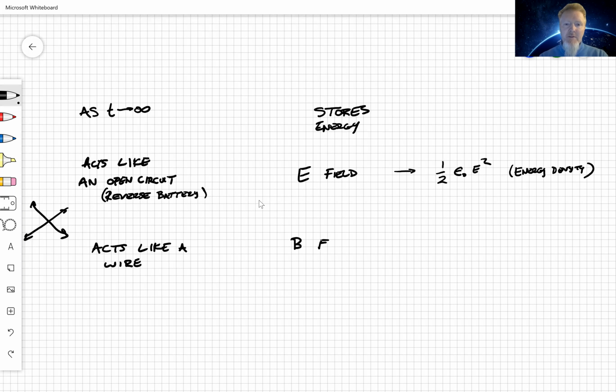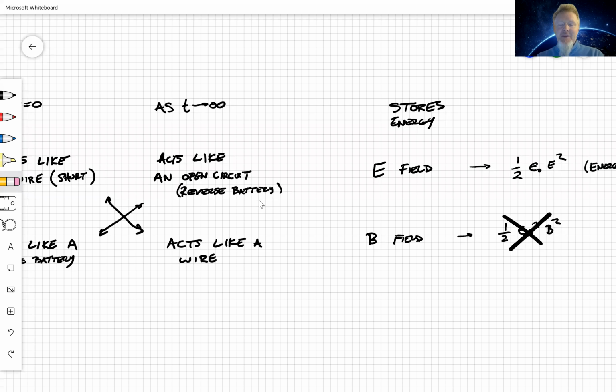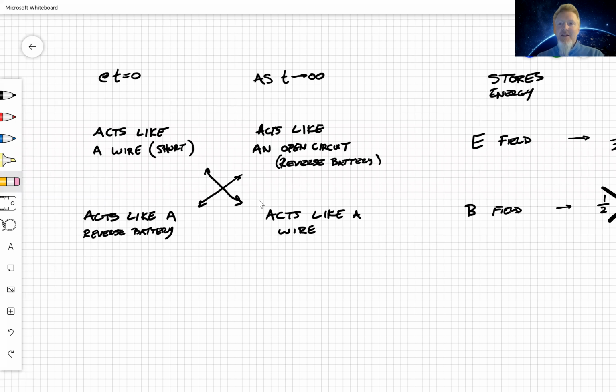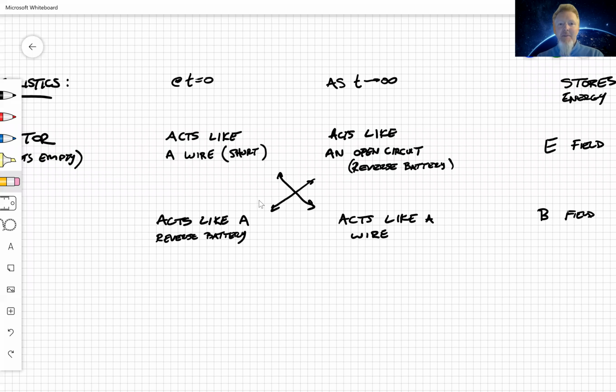And here it stores it in the B field. And I believe, no, I probably should not be writing this down. That might not be right. I'm going to have to go back and figure this out. I don't trust that. But there's a magnetic energy density also that you can derive for the B field. Maybe I'll do that in a later video, but right now, just know that there's an energy density in the same way that the electric field has one in the capacitor.